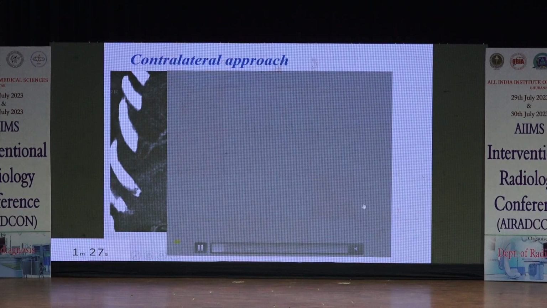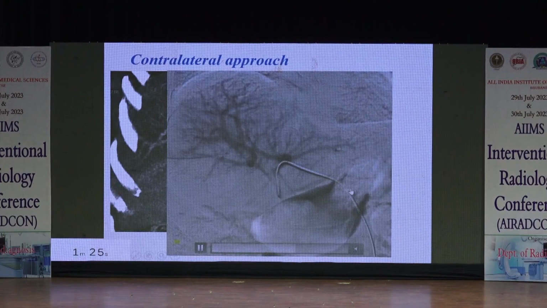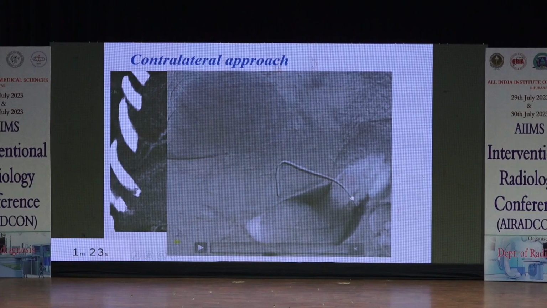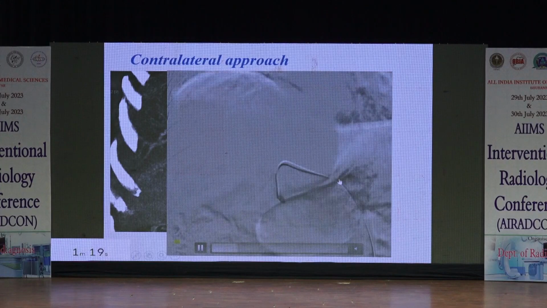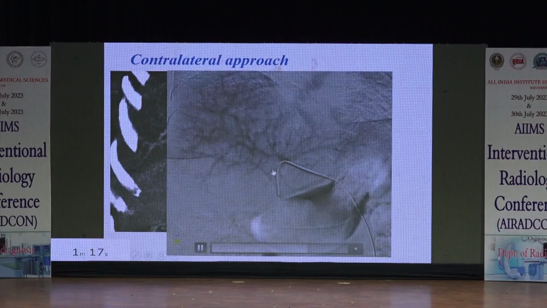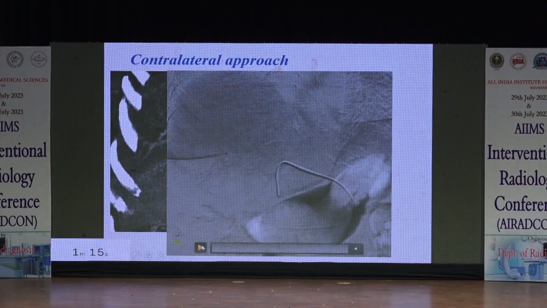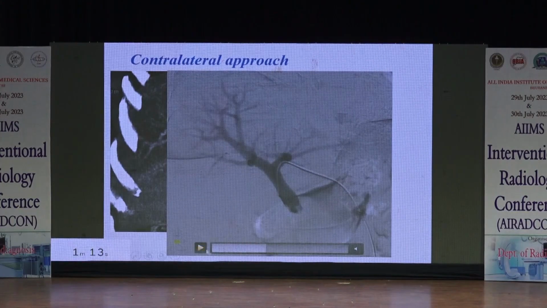Here what we did is puncture a peripheral portal vein branch. This is a sheath that has been placed, which gives us continuous access into the portal venous circulation, and we have placed a KMP catheter and taken a run. In this run you can clearly see the main portal vein, the right portal vein and its branches, the left portal vein and its branches.